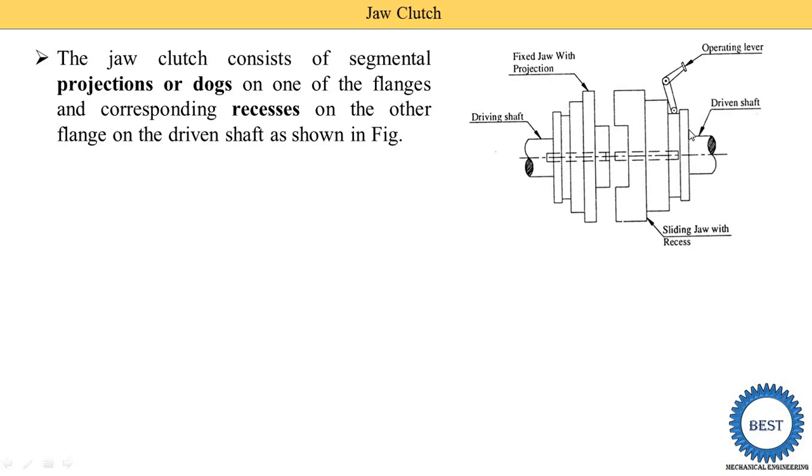So this is the driven shaft. On the driven shaft, here the recess is provided. Recess means a slot is provided. On the driving shaft, a projection is provided. On the driven shaft, the recess is provided.